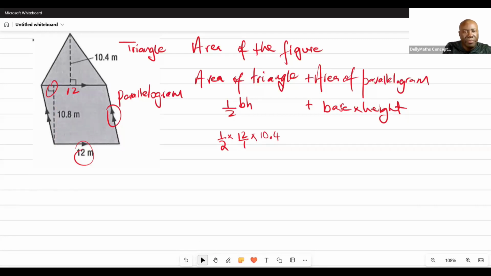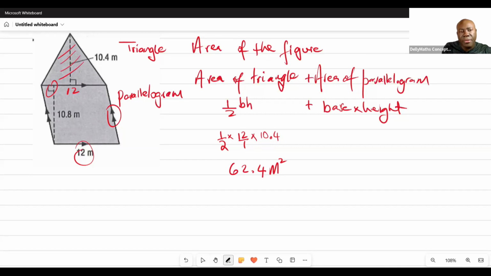Let's work that out. So that's basically 12 times a half times 10.4. And this is giving us some 62.4. And that's meter square. So this is for the triangle that we just did.